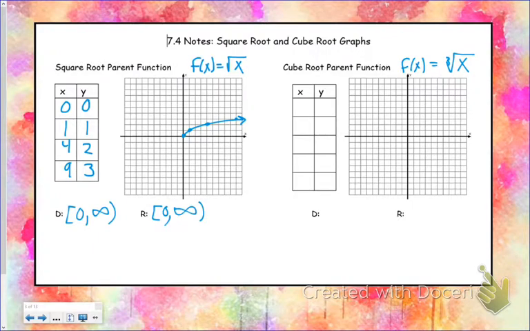cube root, we're still going to have 0, 0, we're still going to have 1, 1. An easy x value to pick for cube root, though, is going to be 8, because the cube root of 8 is 2. That's a value that we know. What's also different about cube root is that you can take the cube root of a negative number. So I get -1, -1, and -8, -2, also on my parent function. So that's going to change the shape of my graph a little bit.